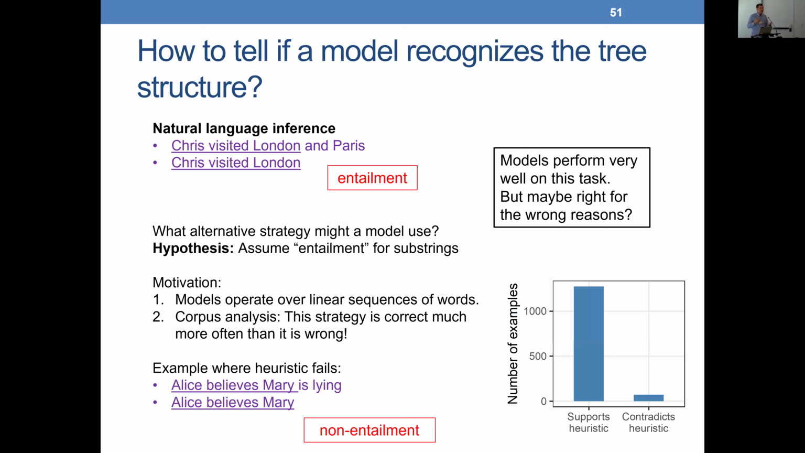But the reason it's not a valid reasoning strategy is that there are cases where this sequential heuristic fails. And so, in fact, we identified many such cases by looking at the psycholinguistics literature, which identifies areas where humans sometimes use the incorrect parts of the sentence. So, for example, Alice believes Mary is lying does not imply that Alice believes Mary, even though the second sentence is a linear substring of the first.